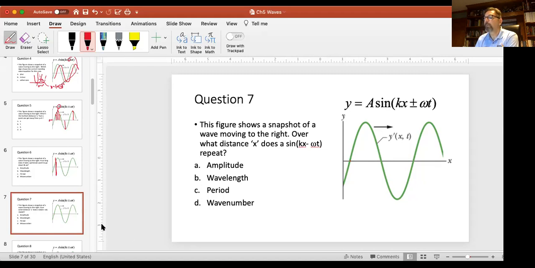All right. Yeah, wavelength. Kind of, again, an odd way to word it, but there's one sine wave. It starts repeating again right there, and we call that distance the wavelength. Stop sharing, and we'll move on to 8.